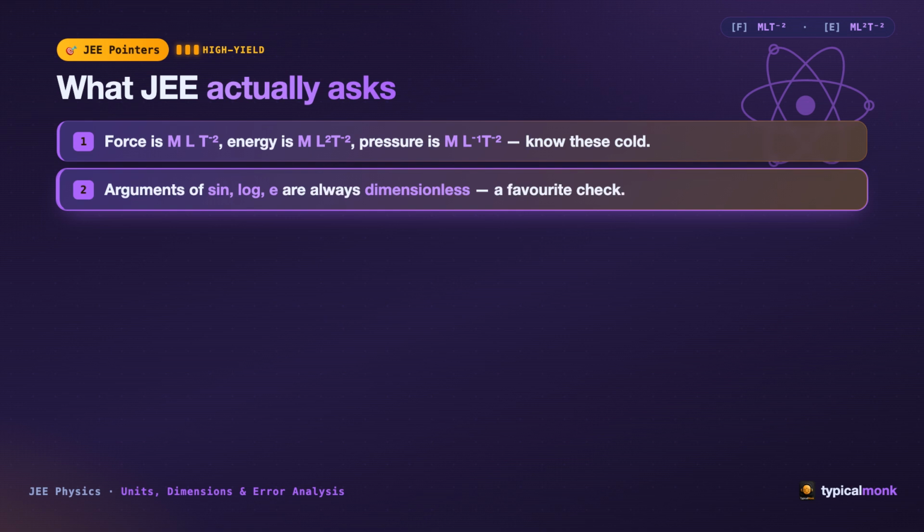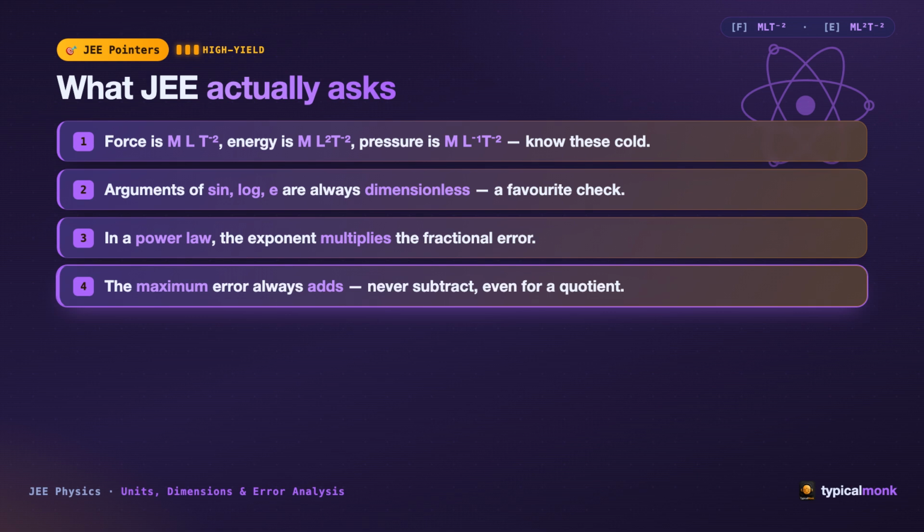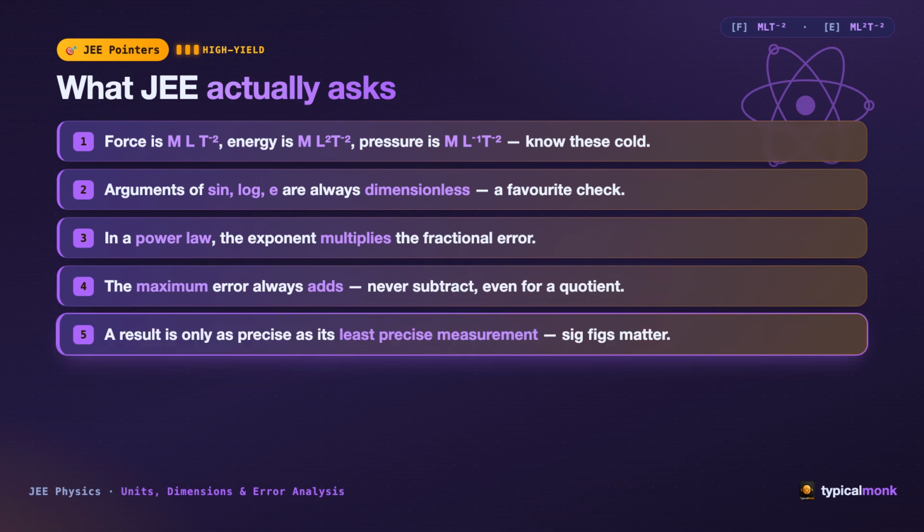2. The argument of a sine, a logarithm or an exponential is always dimensionless. This one check has decided whole questions. 3. In a power law, the exponent multiplies the fractional error. A square doubles it, a cube triples it. 4. For maximum error, the fractional errors always add, never subtract, not even when the quantity is in the denominator. 5. A result can never be more precise than its least precise measurement. Significant figures are honesty in numbers.